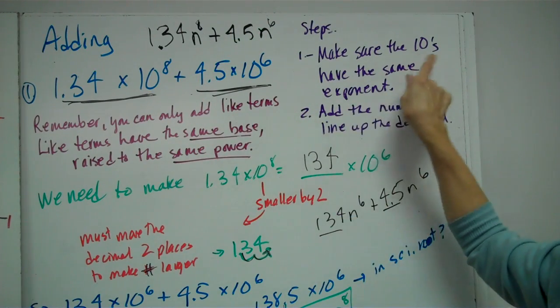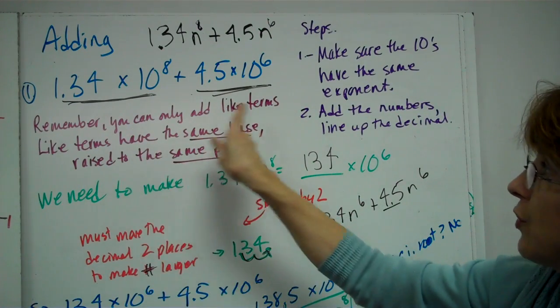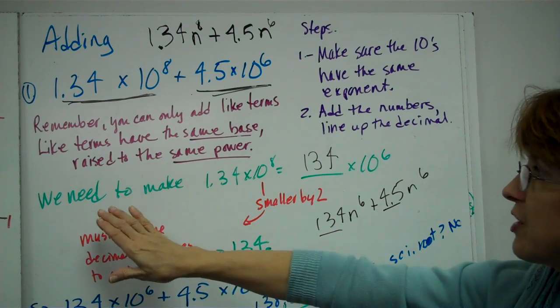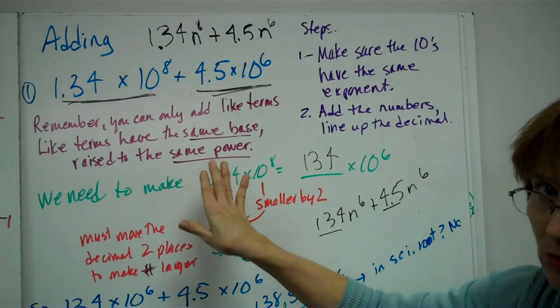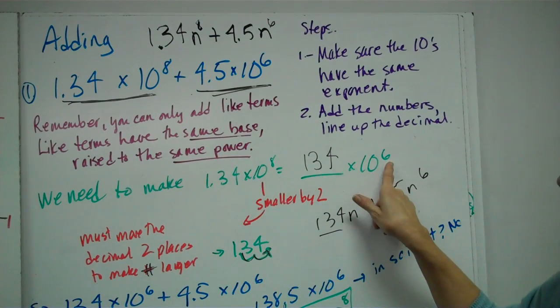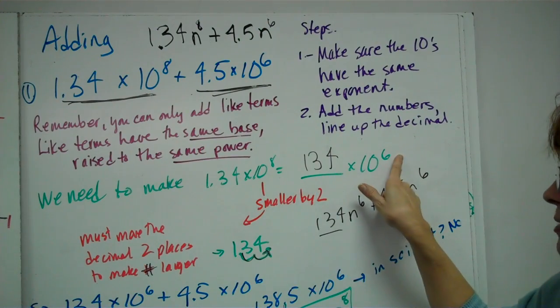Okay? So you have to make sure that the tens have the same exponent, because that's when you can add them. All right, remember, you can only add like terms. Like terms have to have the same base raised to the same power. All right, so we need to make one of these guys look like the other one. It doesn't matter which one you do. I just chose to make the 10 to the 8th power look like 10 to the 6th power.